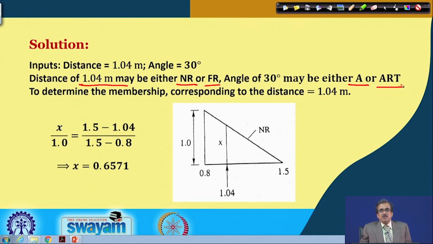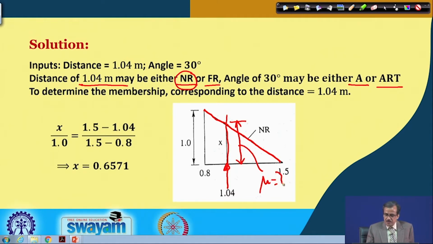Now, let us try to find out the membership function value. How to determine the membership function value? It is very simple. Let me first concentrate on the distance is near. If you see the membership function distribution for the near distance, I will be getting this type of distribution for near in the range of 0.8 to 1.5, and here the input is 1.04. Corresponding to 1.04, my aim is to find out what should be this particular mu, so I will have to find out this mu.